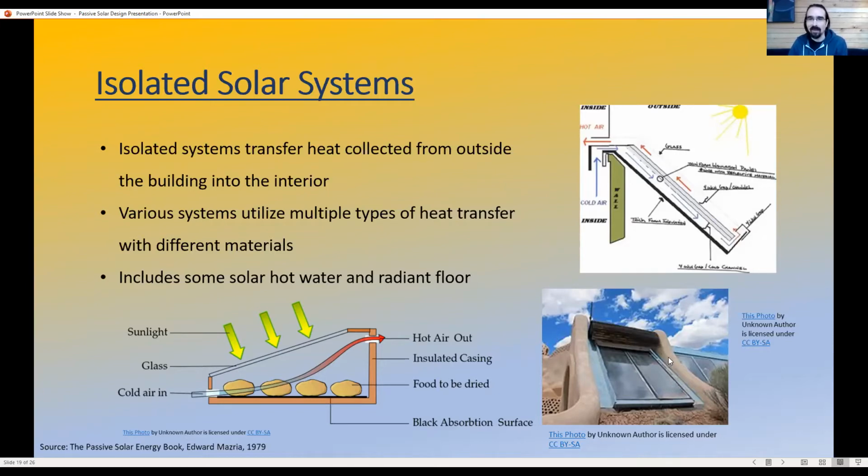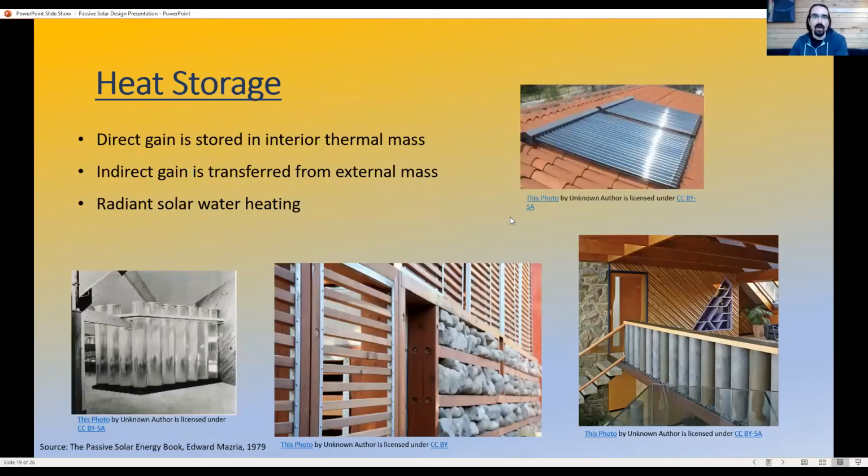And I appreciated some examples like this. In this, the thermal mass is actually able to be a part of the external wall, and as that air is moving through the thermal mass and heating the thermal mass, it's also transferring directly, it's conducting into the space and radiating into the space in this type of system. These isolated solar systems also include some hot water systems and some radiant floor systems, where the heat is stored and transferred into the inside of the house in different ways.